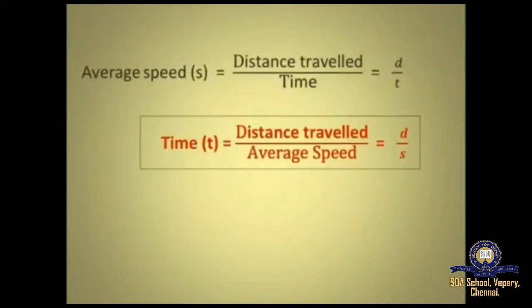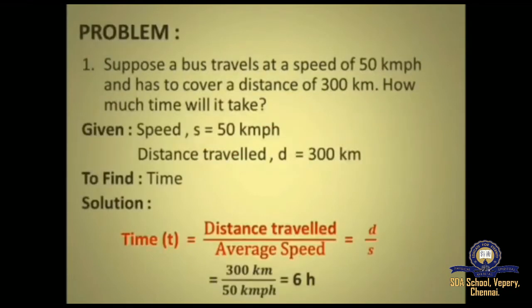Now we are going to find the time. So you are going to bring the time on the left hand side and you are going to bring the average speed to the right hand side. That is, you are going to bring it to the denominator. Then we'll be getting the formula for time as distance traveled by average speed. So it is denoted by D by S. Okay, so what is the formula for time? It is the distance traveled by average speed. Okay, it is denoted as D by S.